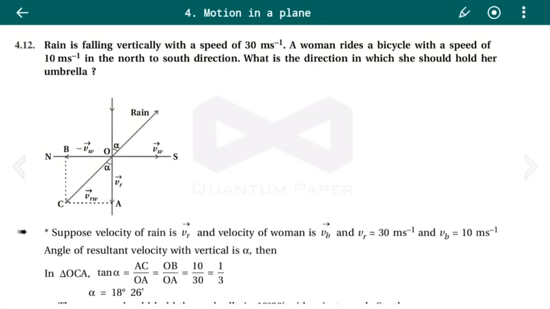Now let us see numerical number 4.12. Rain is falling vertically with a speed of 30 meters per second. A woman rides a bicycle with a speed of 10 meters per second in north to south direction. What is the direction in which she should hold her umbrella?